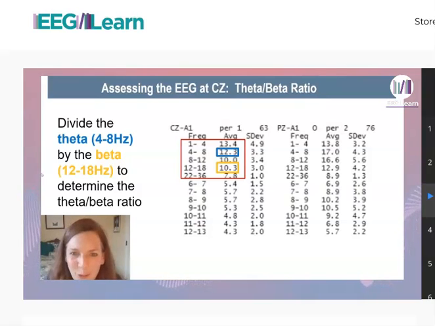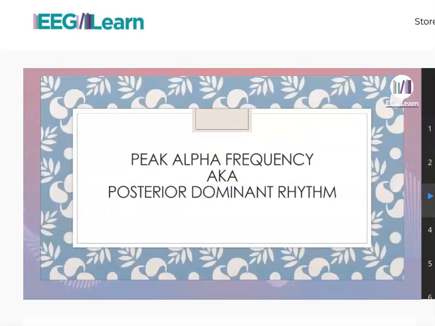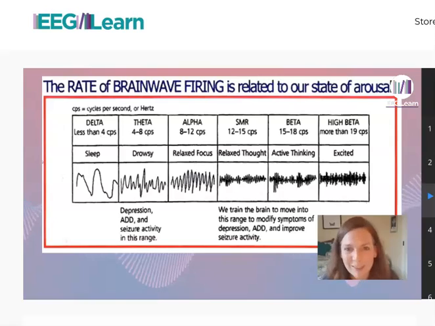So we could say generally this person seems to lean more towards over-arousal because they have more activation relative to slowness. All right, and then let's talk about this other piece of information we're going to get by adding PZ recordings to our mini-map. So again, that's going to help us determine the peak alpha frequency, which is also known as the posterior dominant rhythm, or PDR. Okay, and here's this slide again.